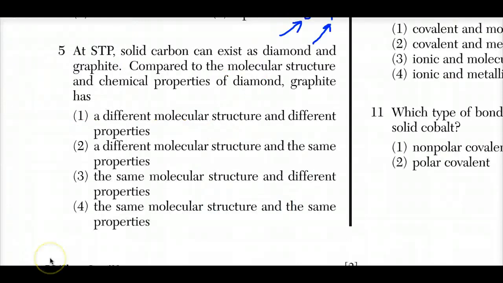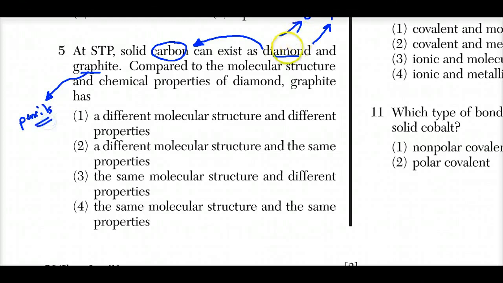Number 5, at STP, solid carbon can exist as diamond and graphite. Compared to the molecular structure and chemical properties of diamond, graphite has... Well, graphite and diamond, it's not important that you know the exact molecular structure, but they're both carbon. And diamond and graphite are clearly different forms of carbon. Diamond, of course, is that sparkling, very hard and possibly sharp, crystalline form of carbon. Graphite's another crystalline form, but not nearly as hard. In fact, our pencils use graphite to write. Diamond, of course, can be used as drill bits and jewelry.